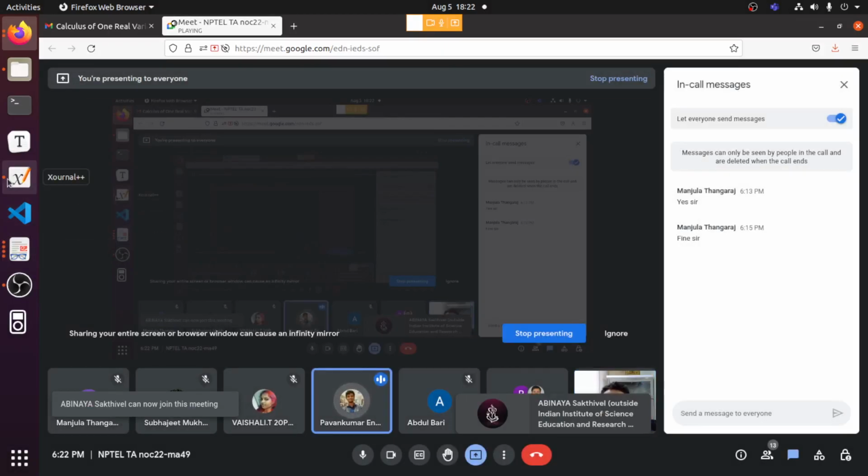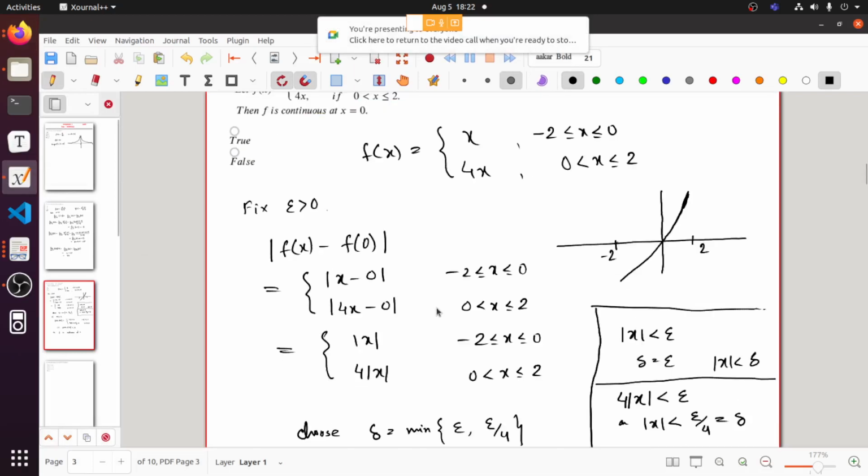Sir, explain again, sir, please. Okay. So you can see that this is continuous by the graph also. Yes, but you have to prove it by epsilon delta, right? So just write down what is the value of mod of f(x) minus f(0). When x is less than 0, f(x) is x, and f(0) is 0, so just write x minus 0. And when x is greater than 0, f(x) is 4x and f(0) is again 0, so I write it down. I am just rewriting it. This is mod x and this is 4 mod x.